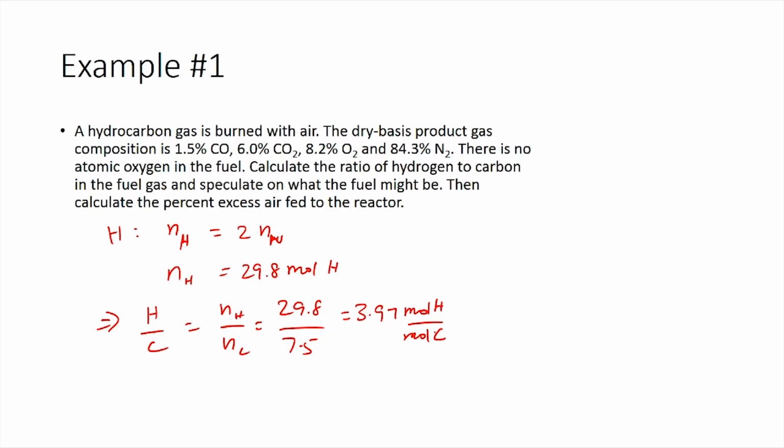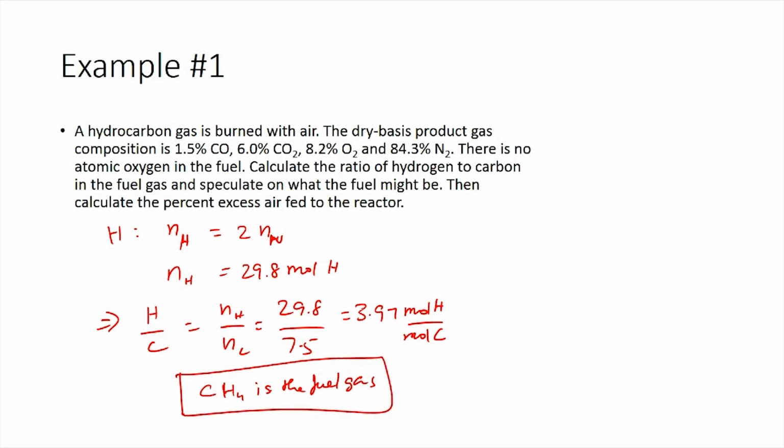With the ratio of carbon to hydrogen being 1:4 roughly, we can assume that the fuel gas which has been used would be CH4, which is methane. Now that we have the information regarding the fuel gas which is being fed, the next part of the problem asks us to calculate the percentage excess of air.